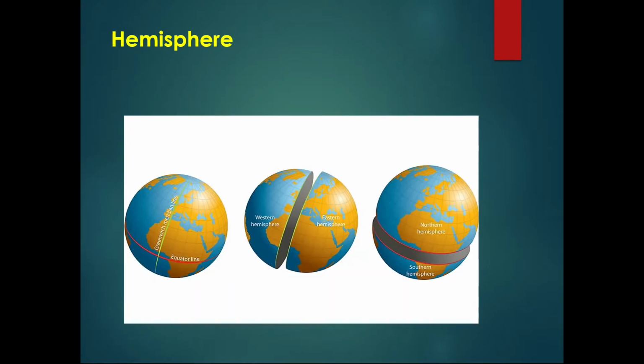What is a hemisphere? We have just learned that the equator divides the earth into two equal halves. We have already studied about direction. This is north and this is south. So this is the northern hemisphere and this is the southern hemisphere.